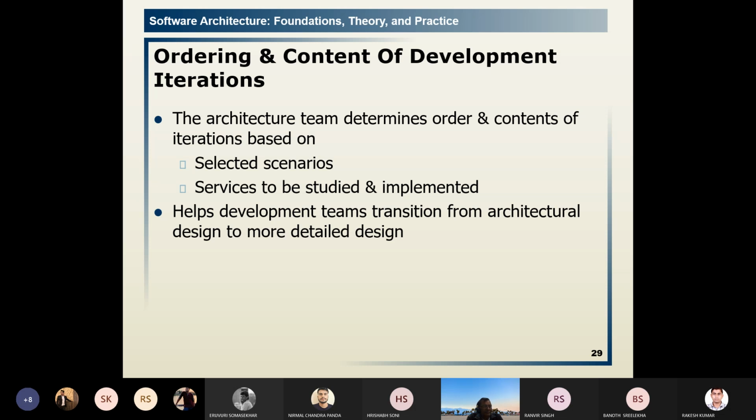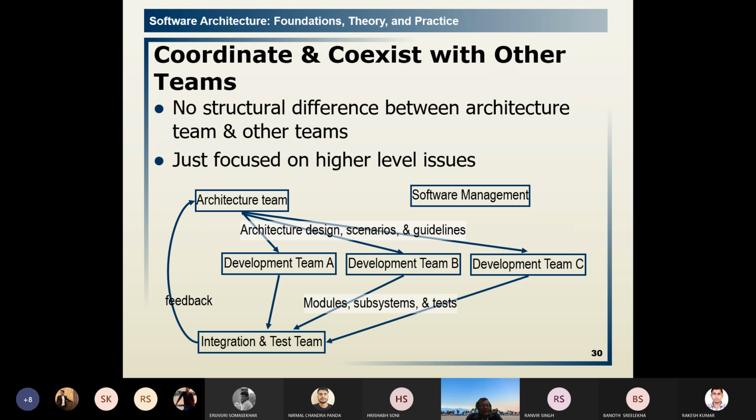Who? The architects. Then they help development teams to transition from architectural design to more detailed design. Initially they do the reference architecture. From reference architecture, the detailed design, meaning the class level design, the class diagram. How this transition will take place, they make a plan for it: from reference architecture to the class diagram, and from class diagram to the code. They help. Anyway, this is what they coordinate and coexist.